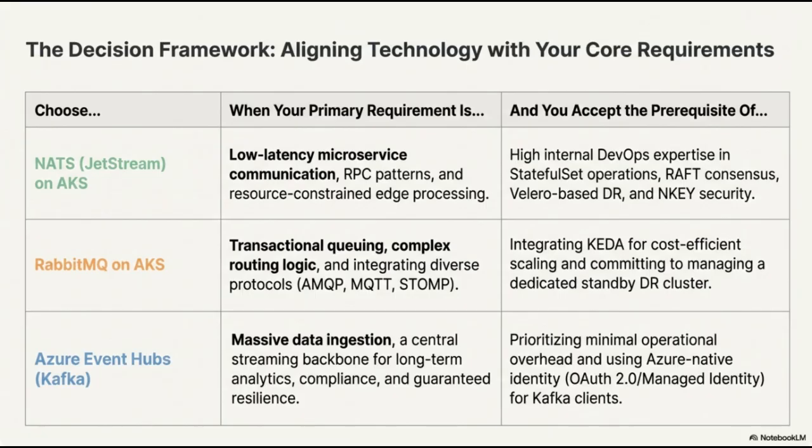Alternatively, opt for RabbitMQ on AKS when you need transactional queuing, complex routing logic, or support for diverse protocols like AMQP, MQTT, and STOMP. The trade-off here involves integrating KEDA for cost-efficient scaling and committing to the management of a dedicated standby cluster for disaster recovery.